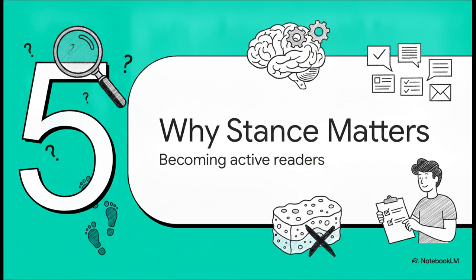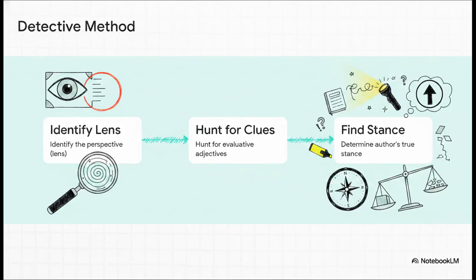Okay, bringing it all home with Section 5, Why Recognizing Stance Matters. So, why does all this academic detective work actually matter for you? Well, because when you follow these steps, you stop being a passive reader and you start actively interrogating the text. You get to see how the sausage is made. Step 1, identify the perspective, or the lens. Step 2, hunt down those evaluative adjectives. Those are your clues. And Step 3, use those clues to clearly determine the author's true stance. Figure out what their ultimate judgment actually is.